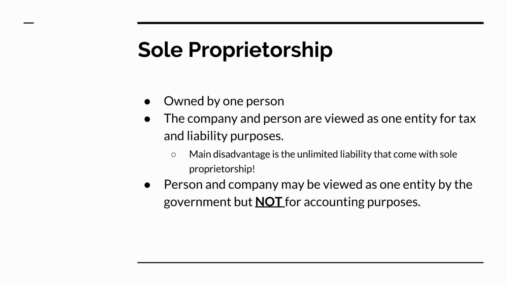Its main advantage, though, that I want to go over is that it's taxed only once. And what I mean by that is, for the government's sake, the income of that business is the income of the person who owns the business. So if you make a certain amount of money in a sole proprietorship, then that income is only taxed once by the government. It's not going to be taxed again when the money that the company owns is transferred over to you.